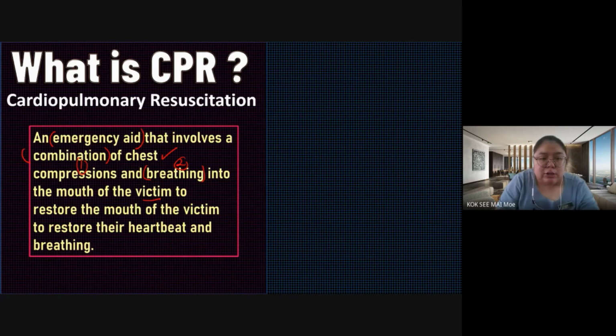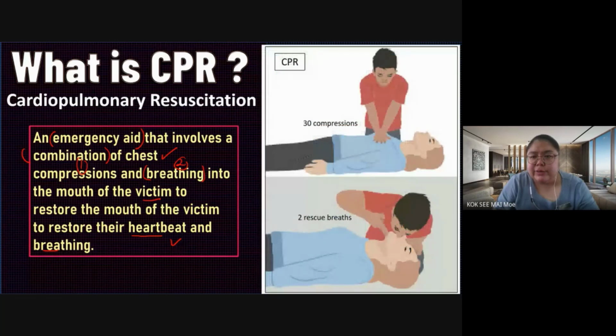Why do you need to do it like this? Because you want to restore the heartbeat and also the breathing of the victim. You want to let oxygen go into the victim's mouth. After that, you want the victim to get a heartbeat. So we need to do these 2 processes for the CPR. We can see the diagram. This one is a diagram.